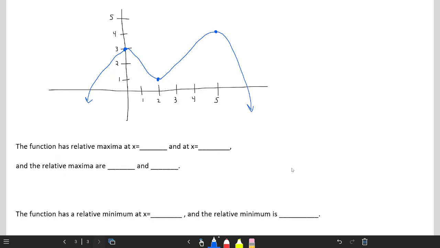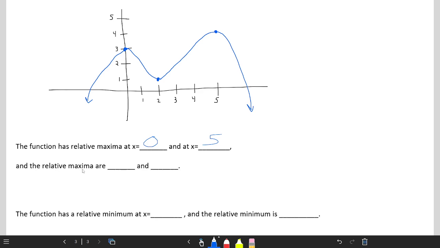Here we have an example of a function that has a few relative extrema. So we're going to look for the relative maxima first. And there's two of those. So first we're identifying what x values are giving us those relative maxima. So we've got one here at this point which has an x value of 0. And we've got another one over here which has an x value of 5. So that tells us the location of where they're coming from.